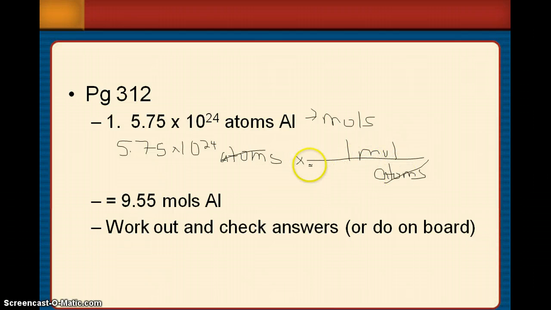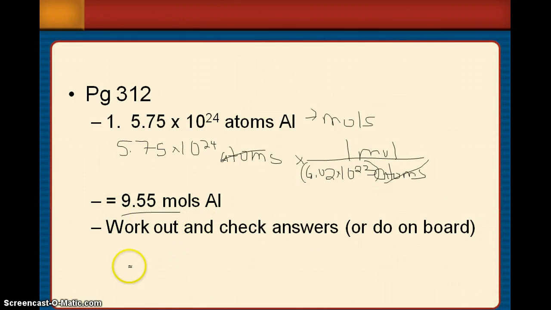But what goes with that? 6.02 times 10 to the 23rd. Okay, so atoms crosses out. I basically multiply, which would mean I take 5.75 times 10 to the 24th times 1 divided by, and make sure you use your parentheses, and you should end up with 9.55 moles.